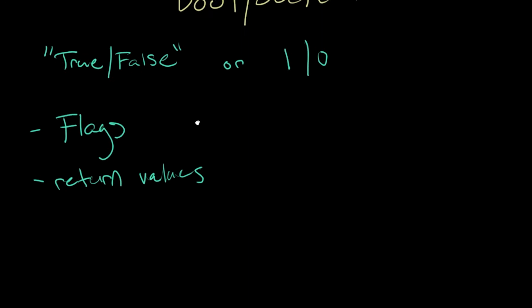So the bool is used to create flags and use flags in our programs. These are quite important as we'll need flags to indicate that certain things have happened. Also, we can use bools in our return values. If we have a function that's returning a bool indicating whether something has happened or hasn't happened, we can then use that return value to do other things.